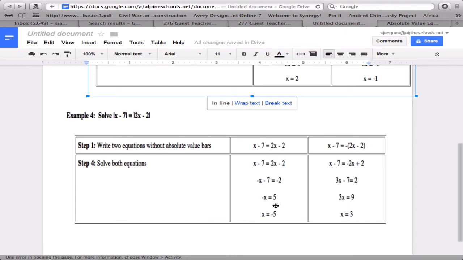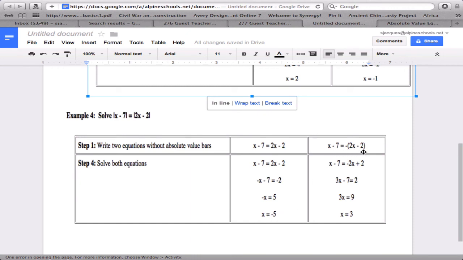Let's solve both sides. So we go to the left-hand side first, and we have x minus 7 equals 2x minus 2. And then we're going to be, it looks like they subtracted a 2x to this side, which gave me negative x. And then they added a 2 to this side, which gave me a positive 5. And that leaves me with negative x equals 5. And I divide by a negative, and it gives me x equals negative 5.